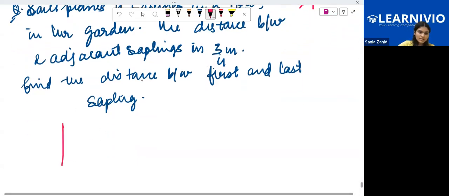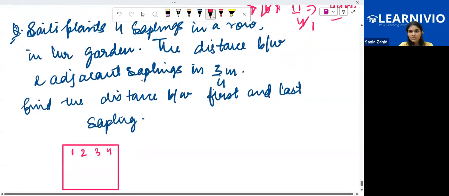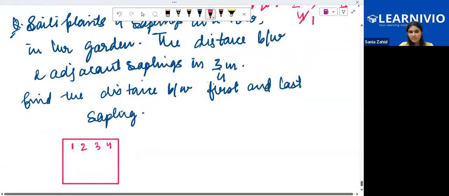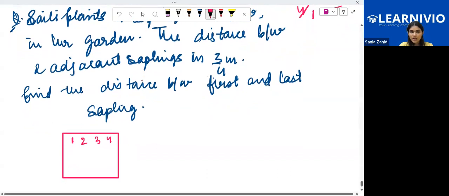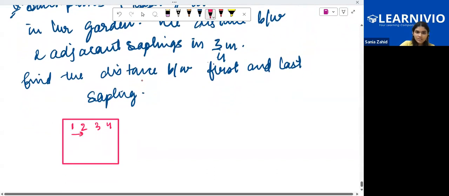Like, this is her garden. She planted 1 sapling over here, then second over here, third over here, and fourth over here. The distance between 2 adjacent saplings is 3 by 4 meters. Find the distance between first and last sapling. So it is given that the distance between 2 saplings is 3 by 4 meters. So you have to find this whole distance. So how will you do it? See, how many total saplings are there?